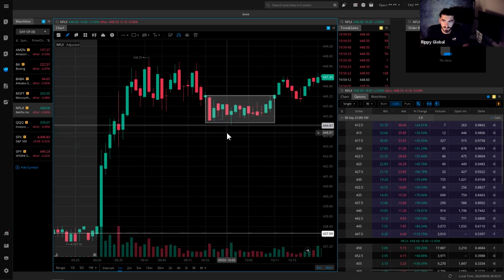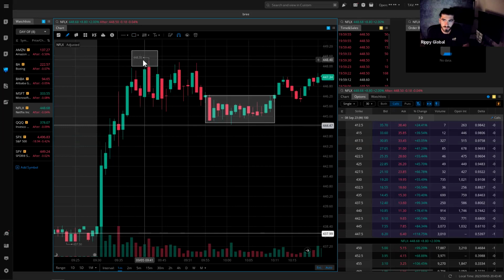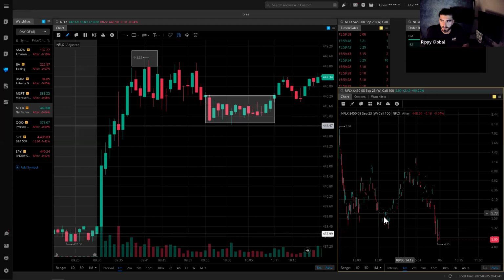So if I'm using that as my support, Netflix was at 448 at the high off open. I want to catch a pullback to 444. So looking at this, I'm looking at the 450 call for week of. So I go into Netflix, I go to the 450 call, pull up that contract chart.